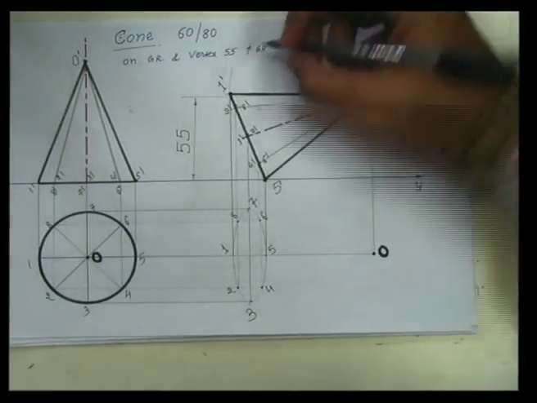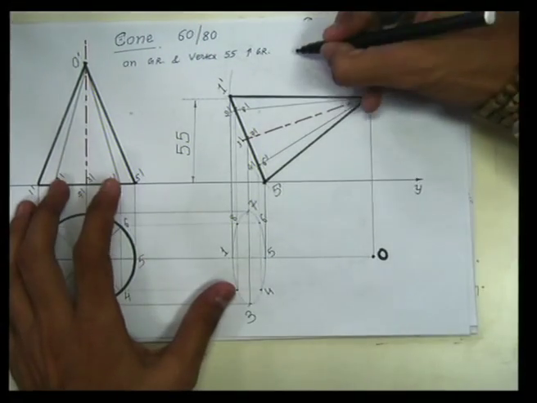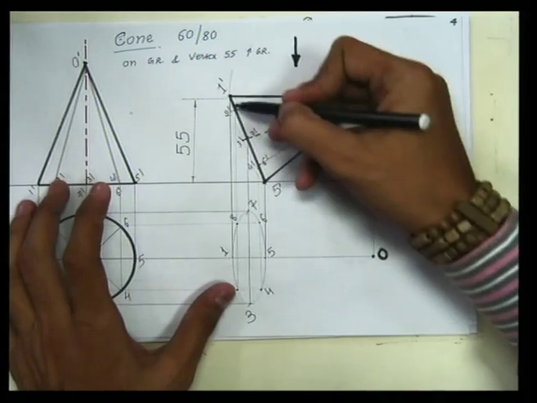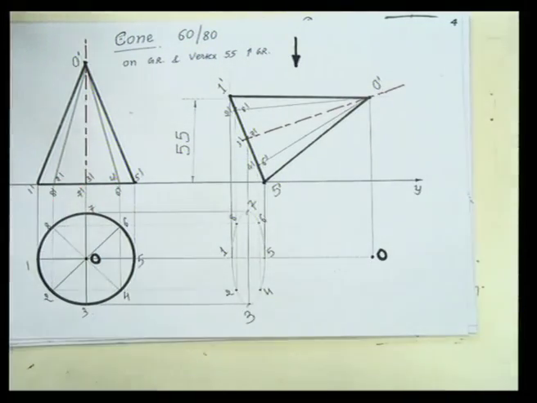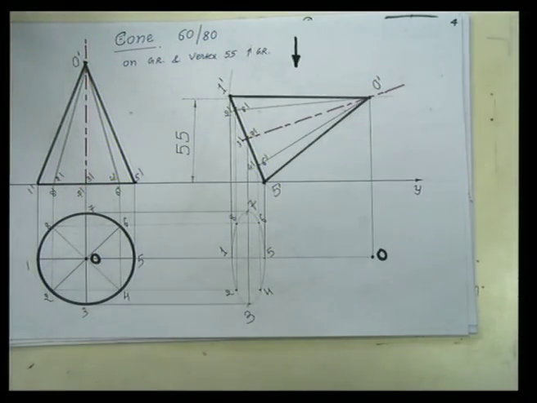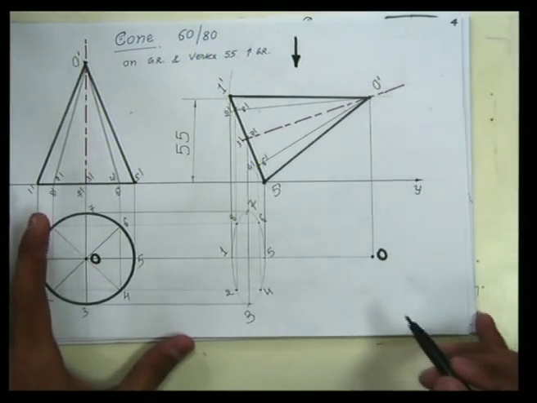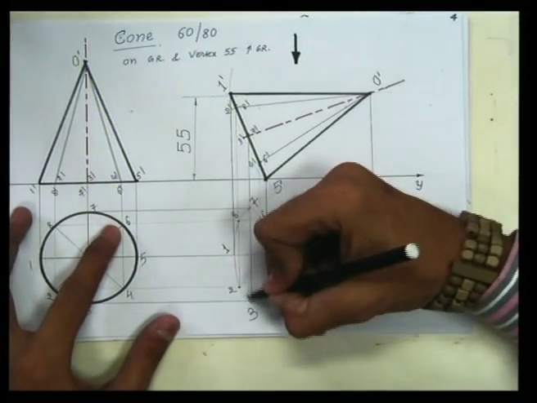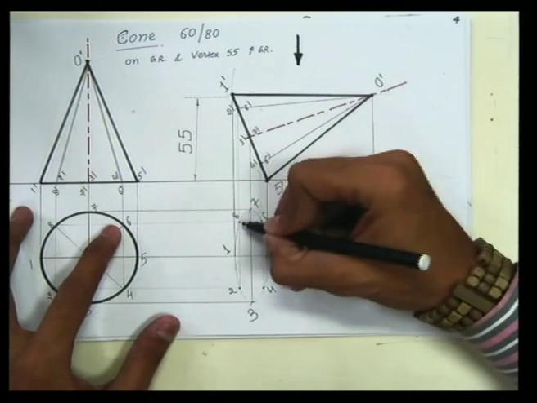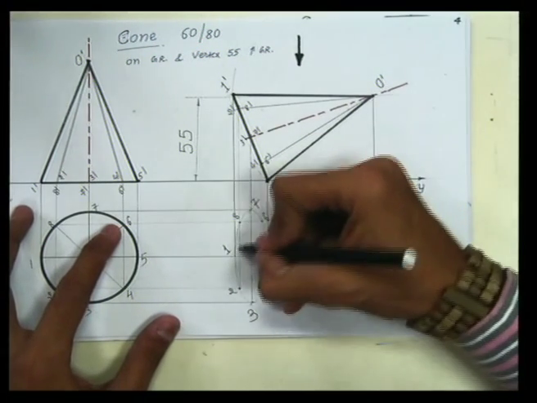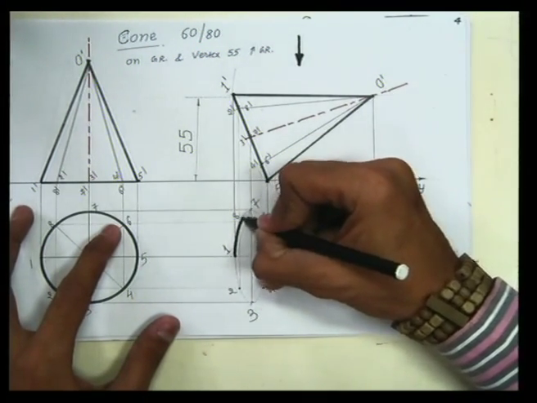Now if we are looking from here, from top, this circular base will not be visible. It is away from us. So that should be represented with the dotted line, and so this 1, 2, 3 point and 1, 8, 7 should be joined with the smooth curve. It would appear like this.